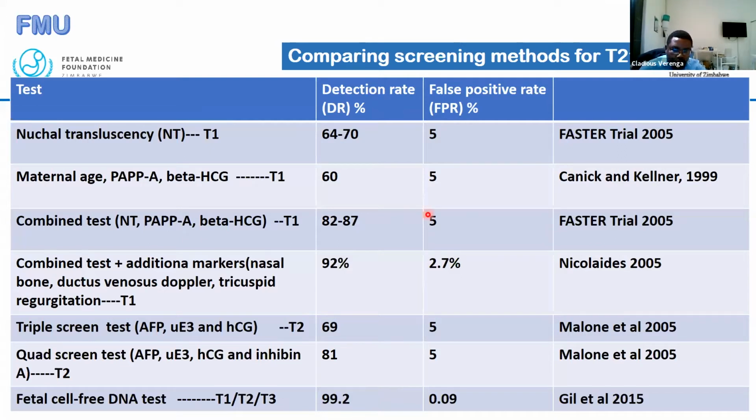So if we were to offer a test, these are the tests which are better to offer. We can offer fetal cell-free DNA tests or combined tests with additional markers. If we can't do this one, at least let's do this one, which gives us a detection rate of 85%. That is the combined test without additional markers.